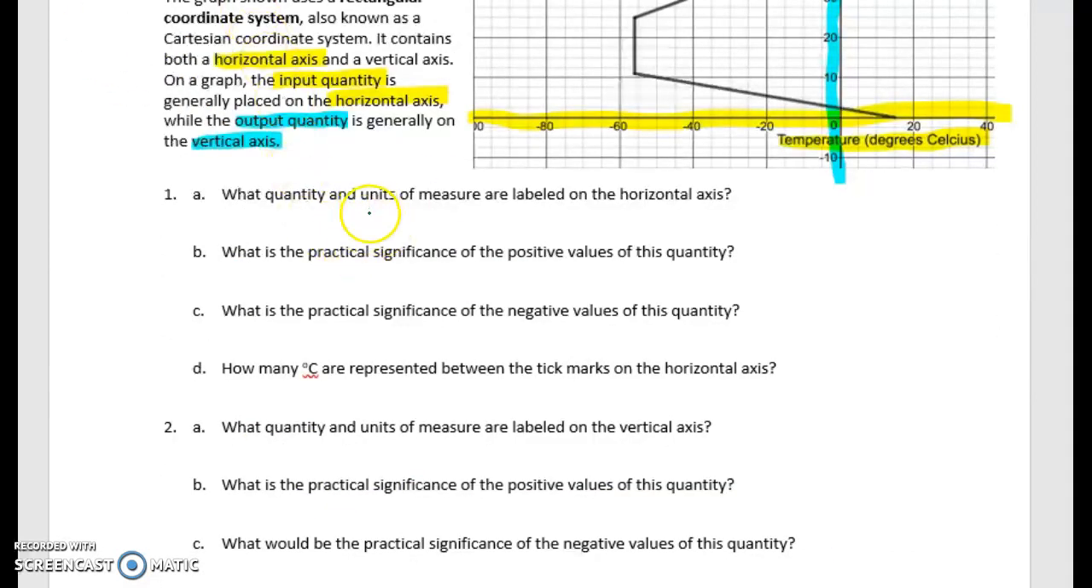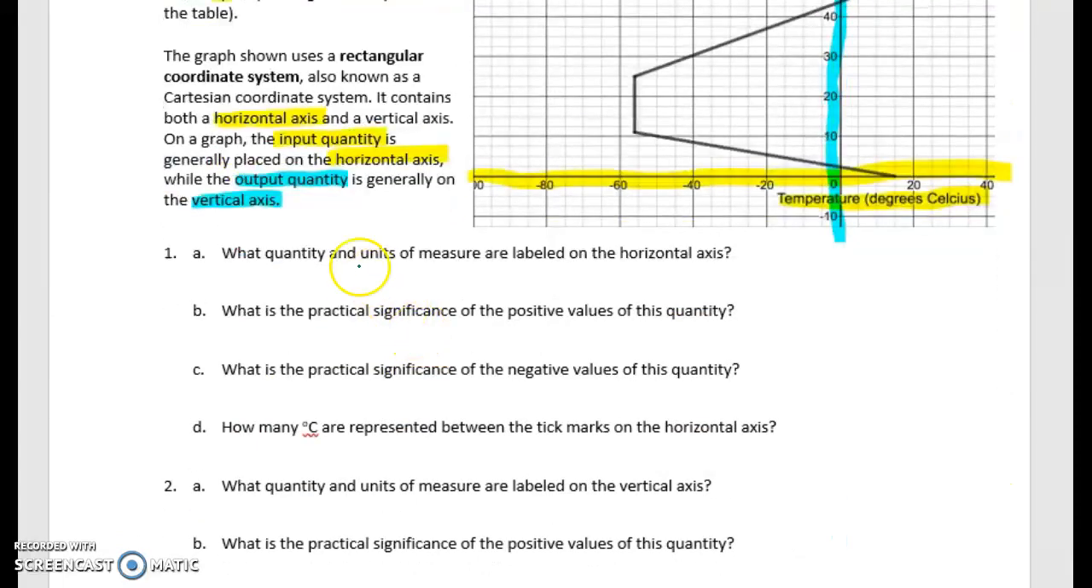So we can now state, I'm going to do this in green instead of yellow, so I don't have a yellow marker up here, what quantity and units of measurement are labeled along the horizontal axis. Well, in other words, it's saying define your variable. So we can call this T equals the temperature in degrees centigrade.